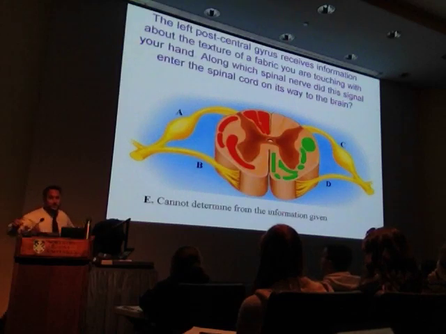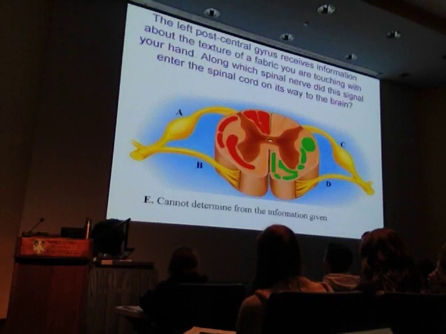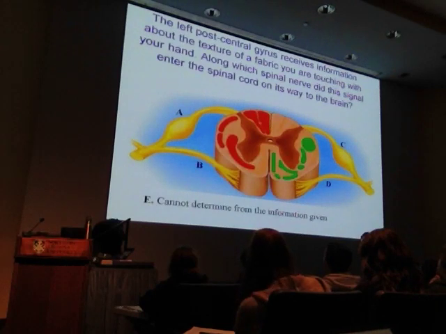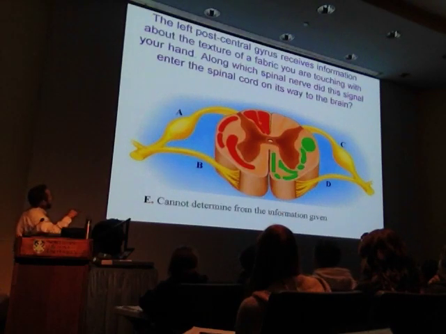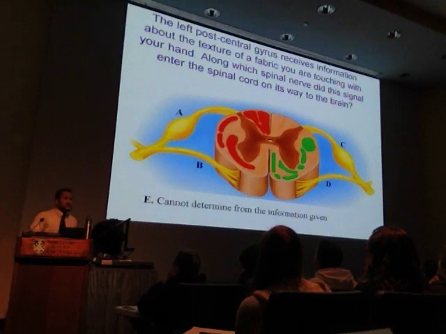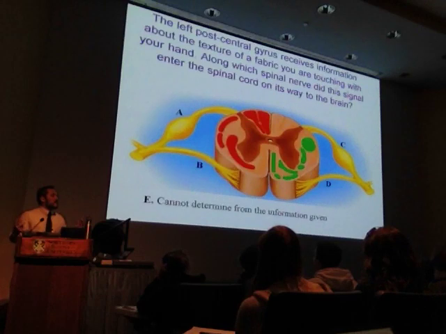So the correct answer is A. Why? This is the right dorsal ganglion that comes in. Dorsal is posterior, bringing in sensory information. It's coming in from the right side because the information came from the right hand. You know it's the right hand because it ended up going to the left postcentral gyrus. Okay?